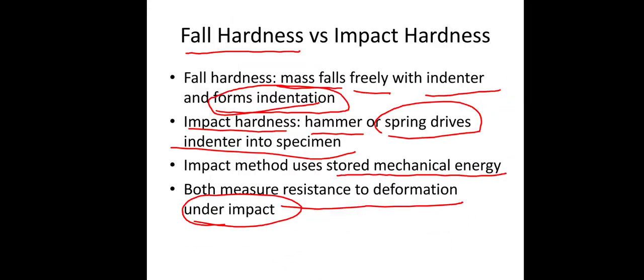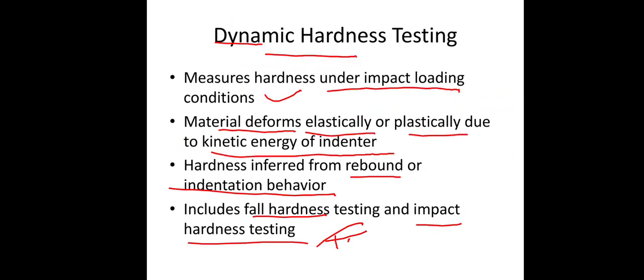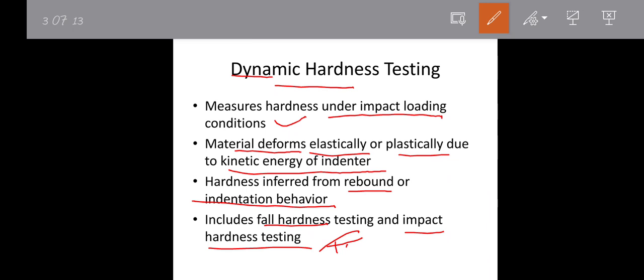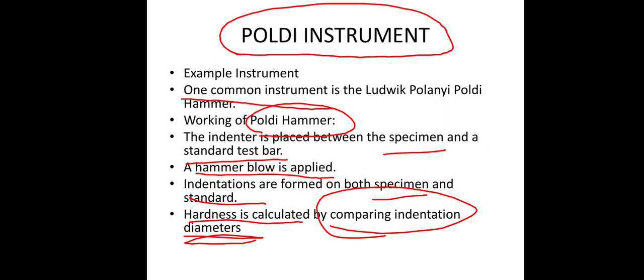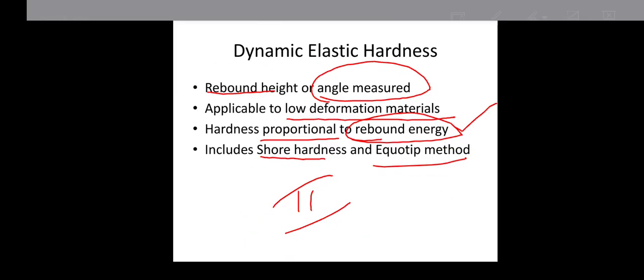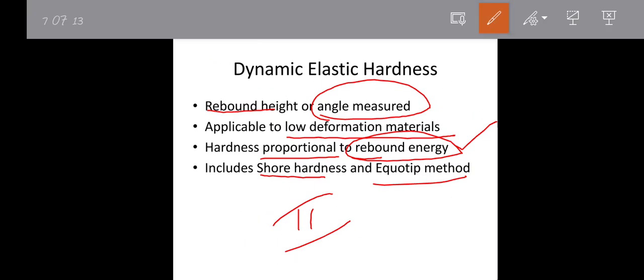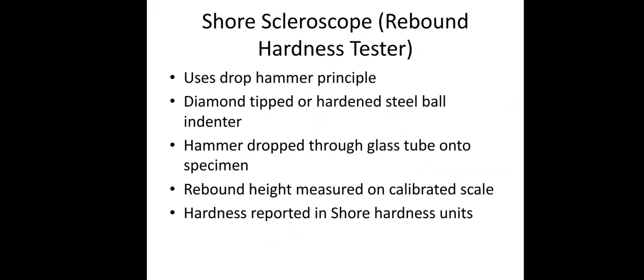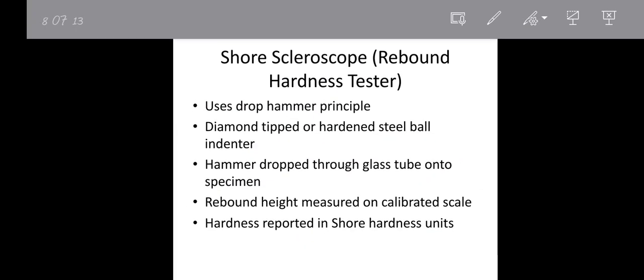In a dynamic hardness test, we also have two types: fall hardness and impact hardness. We have already seen that. Now we have seen the two types of dynamic elastic hardness, the Shore scleroscope and the Equotip method. Now we look at the Shore scleroscope method.